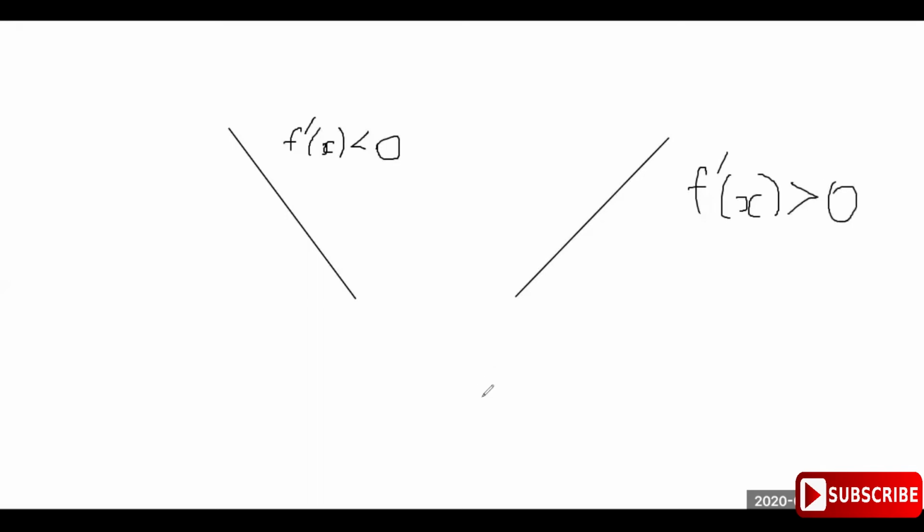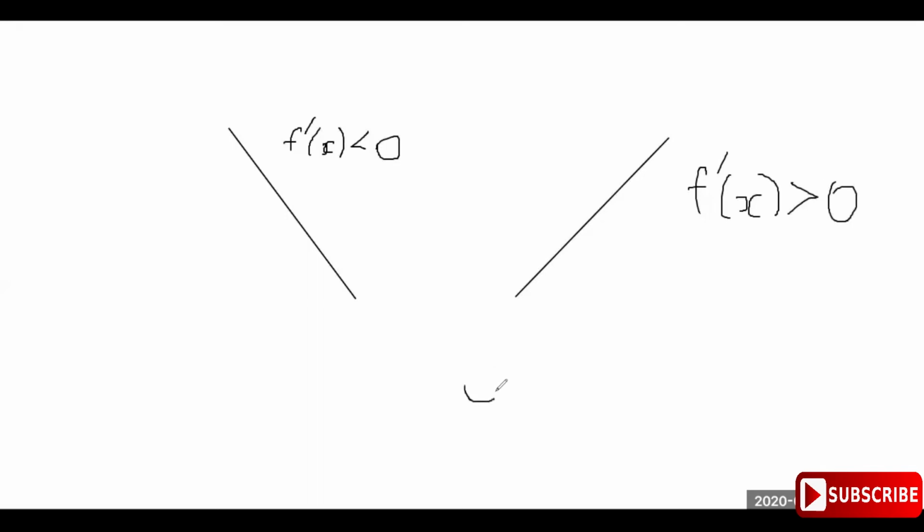This is when f prime of x is less than 0. That's when it is decreasing. A function is increasing when the slope is going upwards. This is when f prime of x is greater than or equal to 0. And then it's equal to 0 at a stationary point.